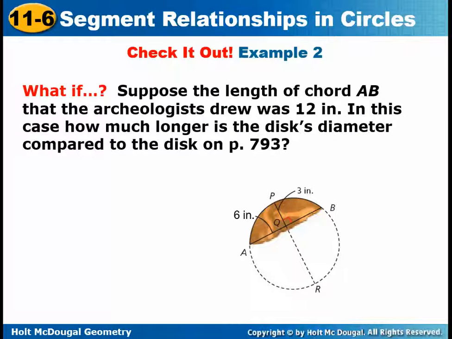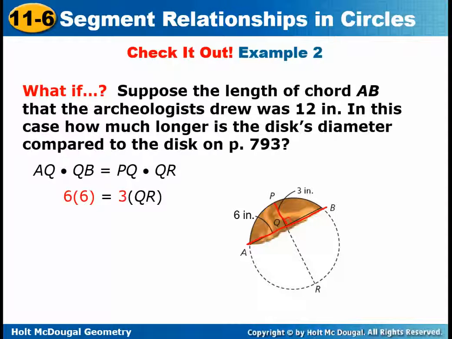All right, this is just another problem, but let's say we have different measurements. So now we have 6 and 6, or 12 from here to here, and this is still 3. So how would that change the size of the disk? Will it be bigger? Will it be smaller?